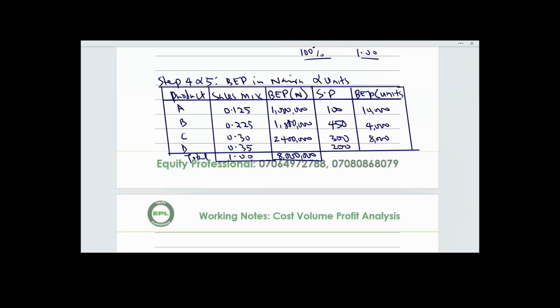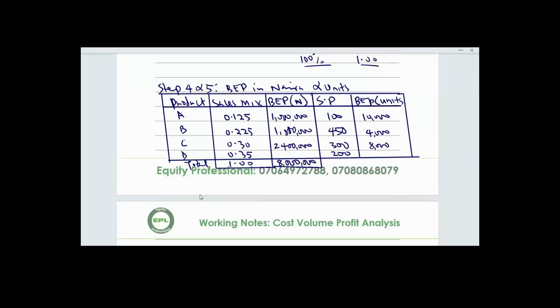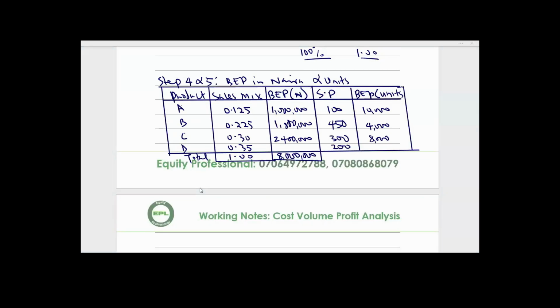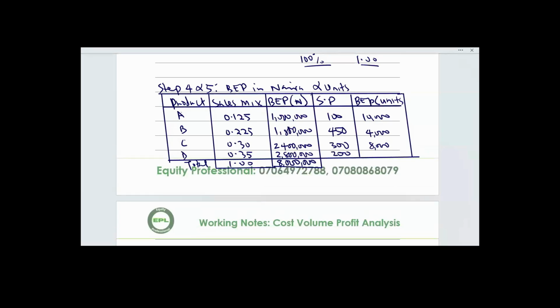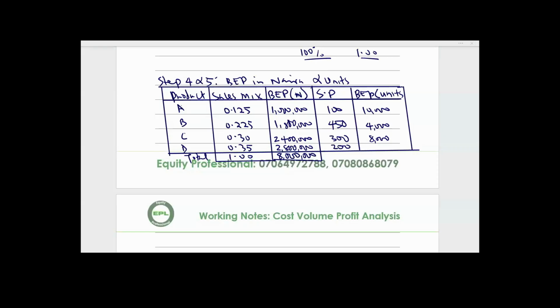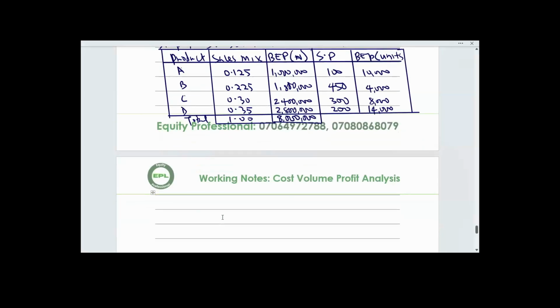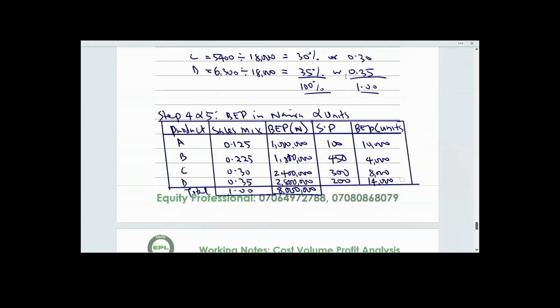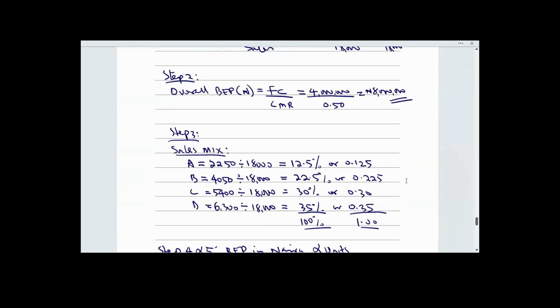The last one, 8 million multiplied by 0.35, 2.8 million, divided by 200 equals 14,000 units. So that's the answer to requirement number A. You can see it's not difficult if you master the procedures.